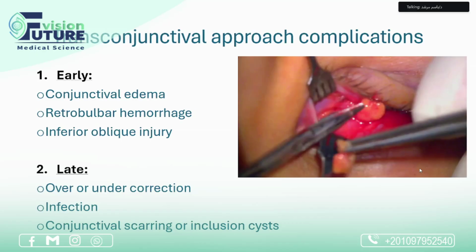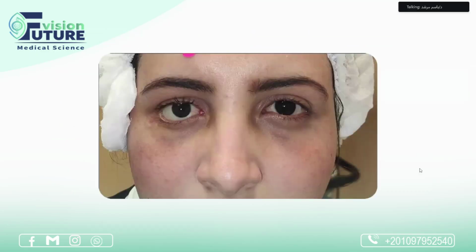Late complications in the transconjunctival approach are again over or under correction, infection, or conjunctival scarring or inclusion cysts in the conjunctiva. And all of these, honestly, are complications that could be easily avoided and even corrected, unlike the transcutaneous.